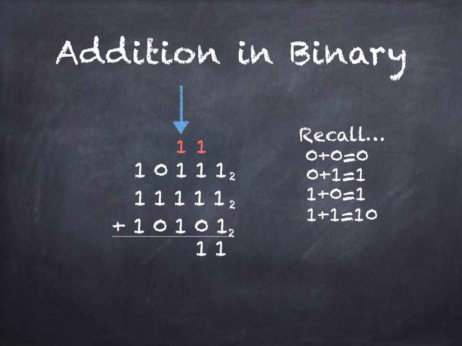Now, for the third column, let's start with 1 plus 1. That's a 0 with a carry of 1. Then we add 1. That makes it 1. Then we add another 1. That makes it 0 with a carry of 1. For the fourth column, we start again with 1 plus 1. That's 0 with a carry of 1. Plus 0 is 0, plus 1 is 1, plus 0 is still 1.